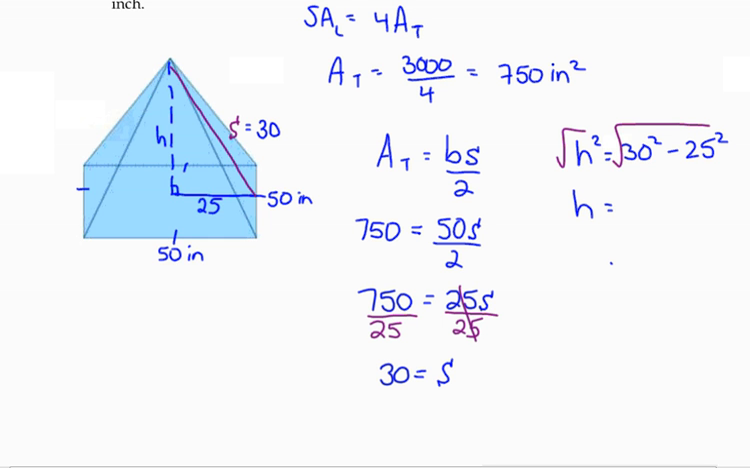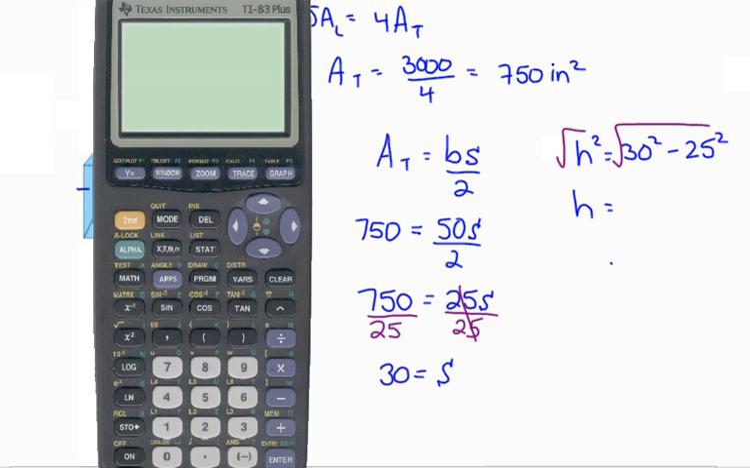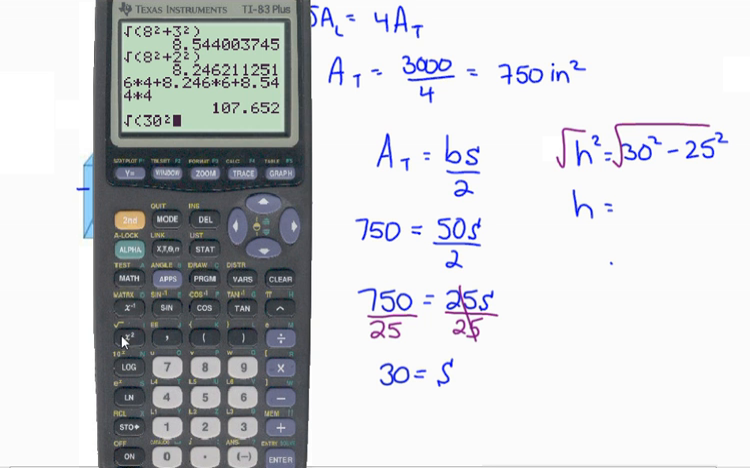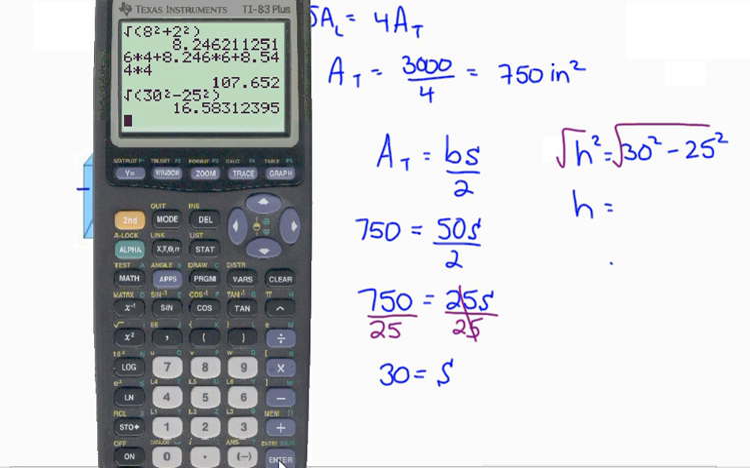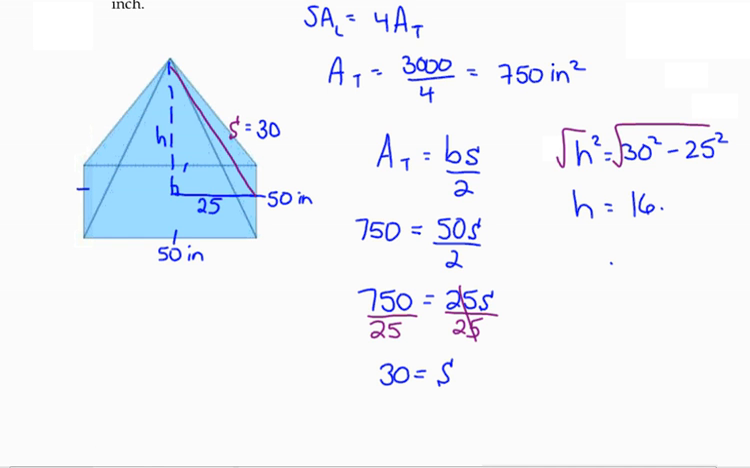What do we have to round to? Did it say rounding? Nearest tenth. What is that? 16.6 inches. Don't forget your unit.